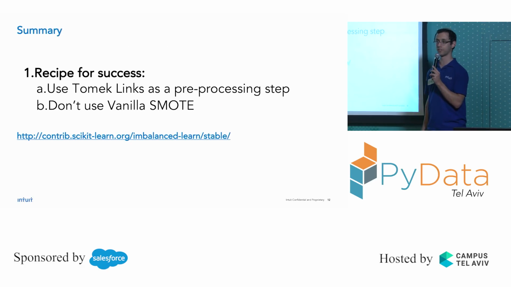In summary, the recipe for success: use Tomek links as a pre-processing step to remove majority class data points we don't want, and don't use vanilla SMOTE for those two disadvantages that were raised. And again, if you fell asleep, but it doesn't look like any of you did, see that link.